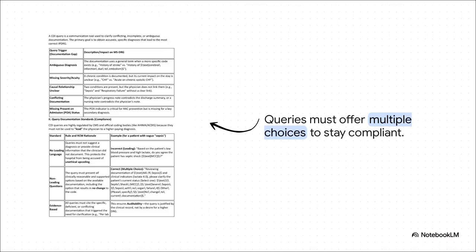Official governing bodies, like AHIMA and ACDIS, mandate exactly how we construct our queries. The golden rule is simple but incredibly strict. You cannot lead a physician to a diagnosis. You must provide clinical evidence straight from the record and offer multiple clinically reasonable choices, including an option that results in no change to the code. This is what protects the hospital from being accused of unethical upcoding.